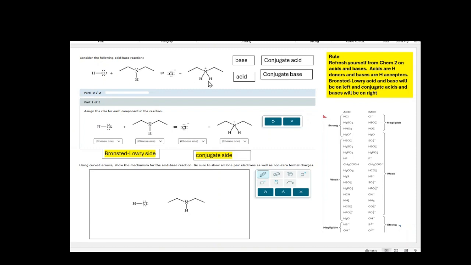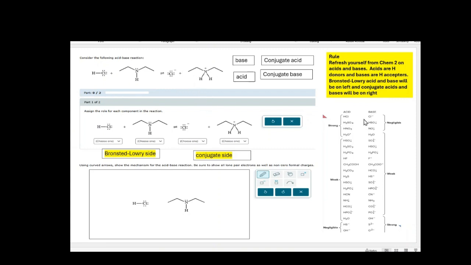So first, I have some simple rules for this question, which is to refresh yourself from Chem 2 on acids and bases. Remember that acids are hydrogen donors and bases are hydrogen acceptors. For the Bronsted-Lowry acid and base, it will be on the left side as such right here. And then for the conjugate acid and base, it's going to be on the right side. So this side over here.